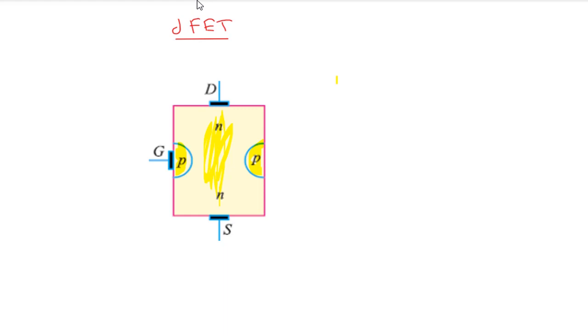The top of the N channel, that means this portion, is connected through an ohmic contact to a terminal referred to as drain. So this is the drain. And the lower end of the N-type channel is connected through an ohmic contact to the source. Here in the lower end you have source, in the upper end you have drain. And from the P region we have gate.